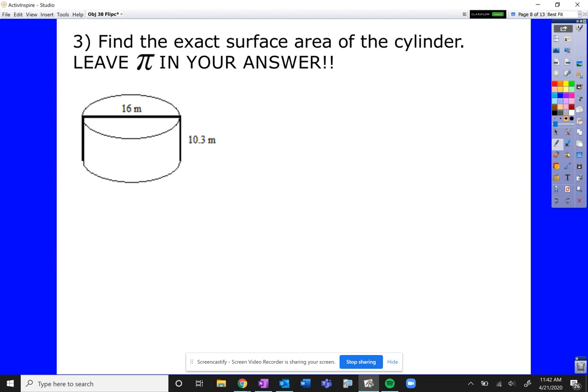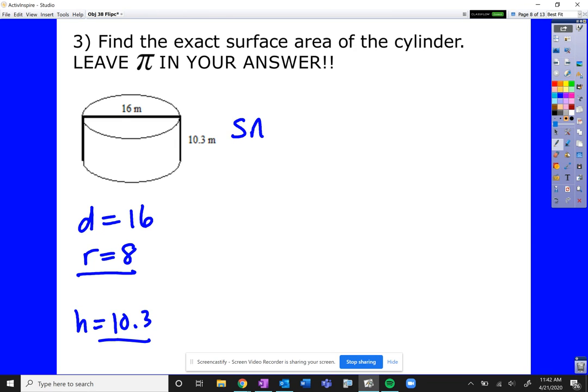Okay, find the exact surface area of the cylinder. Leave pi in your answer. Sweet. So, look at our diagram. The whole distance across, the diameter, is 16, which means our radius is 8, and it looks like we're given a height of 10.3. So let's use it before we lose it. 2 pi r h plus 2 pi r squared. That's our surface area formula. Never goes out of style.